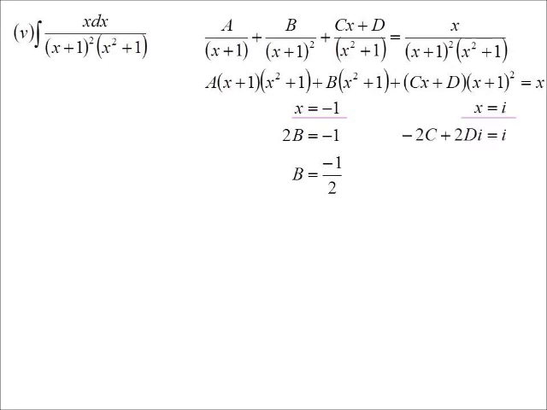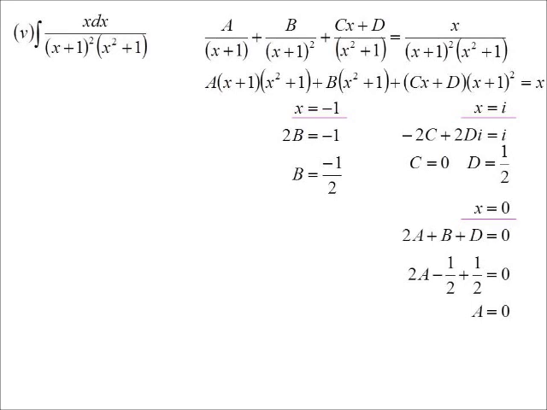I could do x equals i. So that gets me c and d. I still haven't worked out a. Well, now that I know b, I know c, I know d, the easiest number to substitute in is 0. So let's sub in 0. I get 2a plus b plus d is 0. But I know what b and d are, so from all that I can work out that a is 0. So my fraction becomes -1 on 2 times x plus 1 squared plus a half on x squared plus 1.